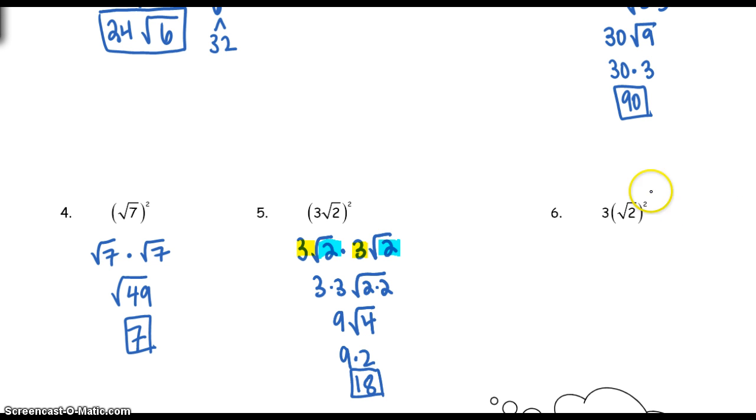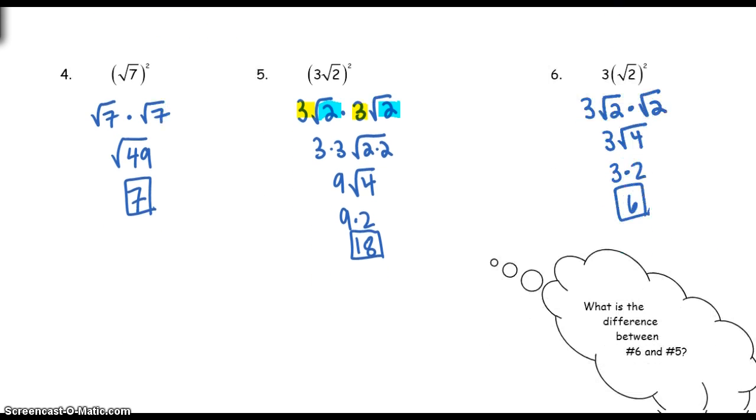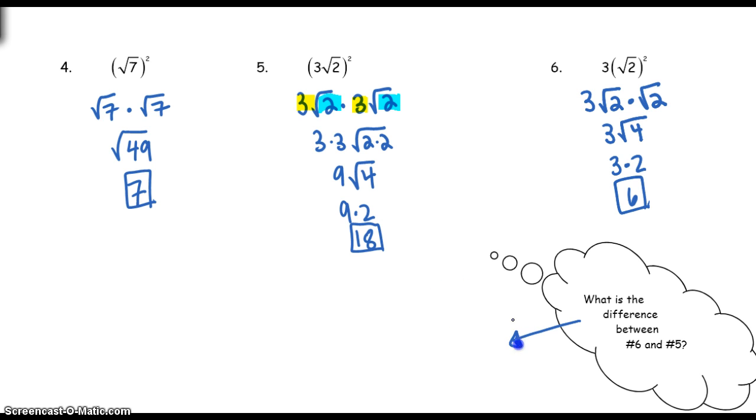Let's look at 6. Notice that my exponent is only on my radical. It's only on my radical, it's not on the 3. So that means this is 3 times square root 2 times square root 2. So 3 square root 4. The square root of 4 we know is 2. So the answer here is 6. So think about the difference between those two. It's where the parentheses are.